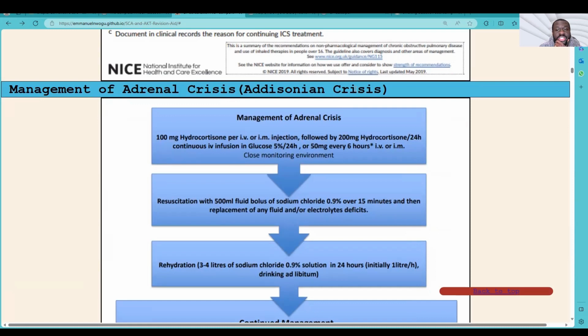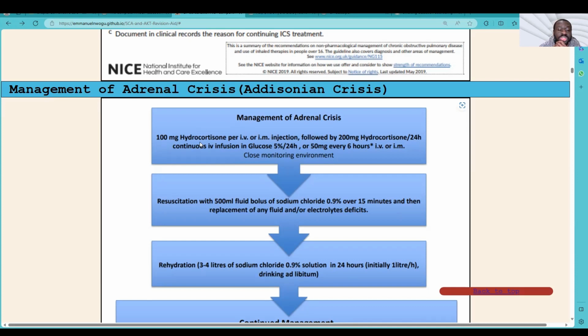Management of adrenal crisis, Addisonian crisis. I think we looked at the adrenal sick day rules. We came across the fact that if the patient is unwell, you might need to double their hydrocortisone or prednisone dose. Of course, inform their doctor. Well, now this patient is in adrenal crisis already.